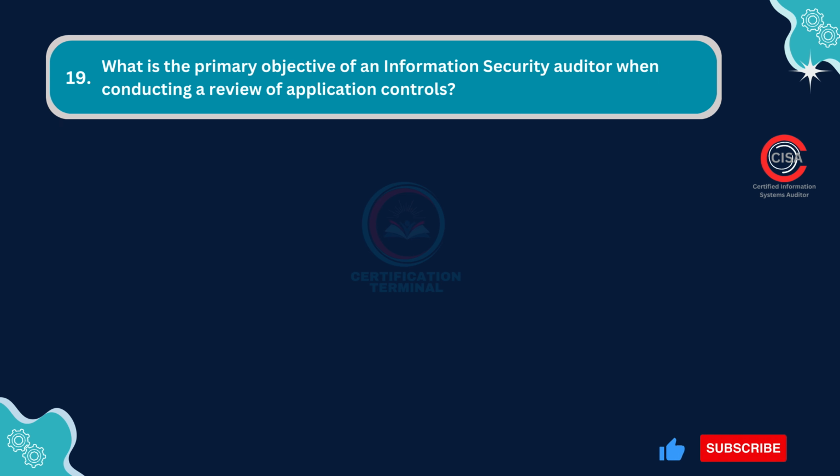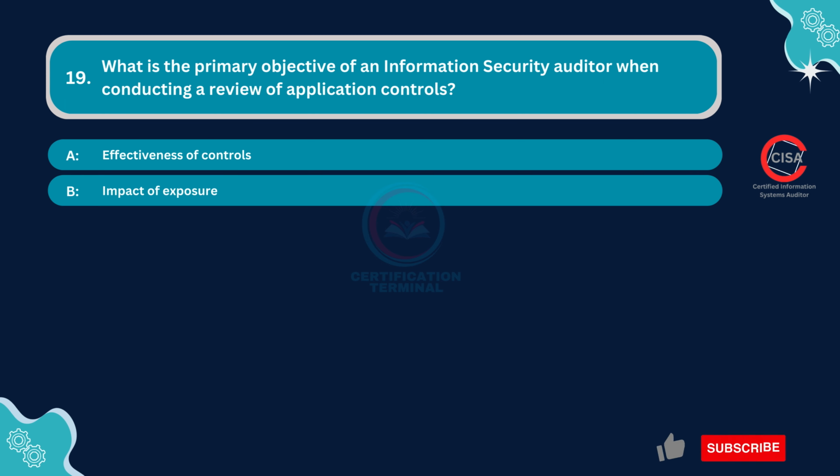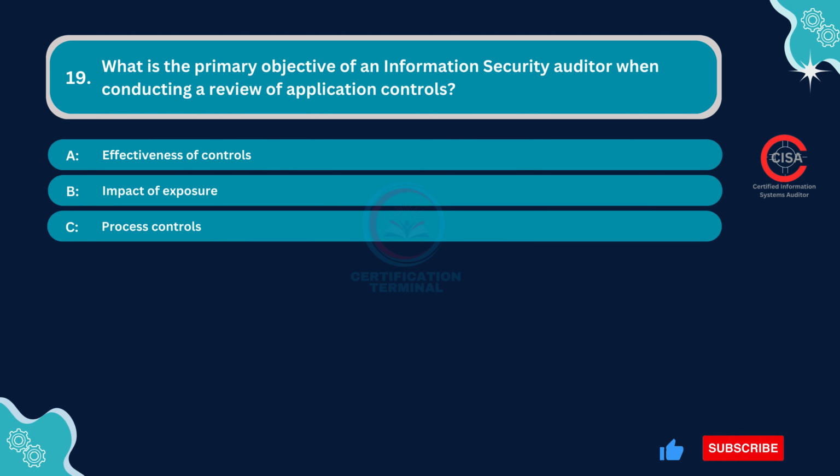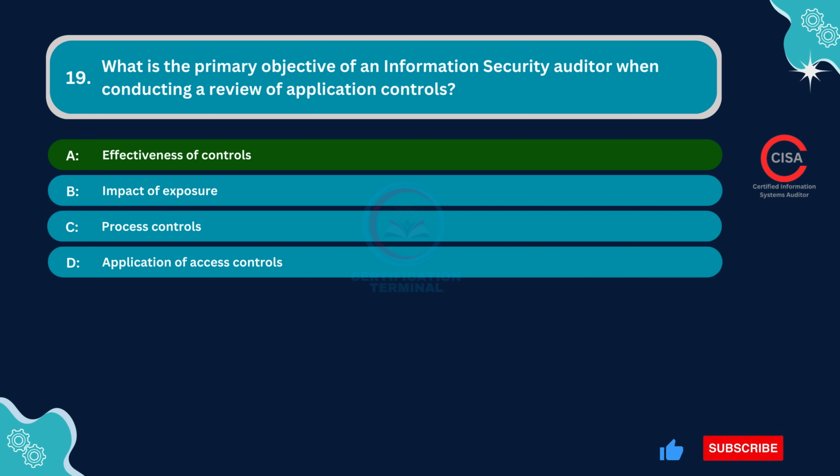Question number 19. What is the primary objective of an information security auditor when conducting a review of application controls? Option A, effectiveness of controls. Option B, impact of exposure. Option C, process controls. Option D, application of access controls. The correct answer is Option A, effectiveness of controls.